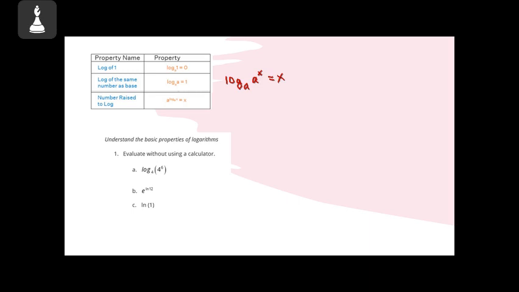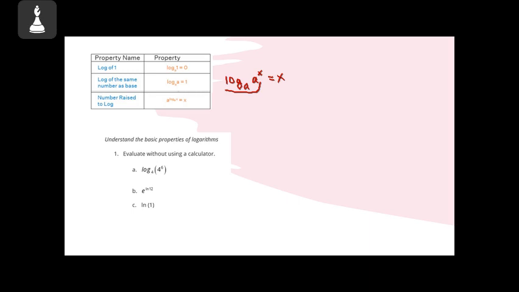A number raised to a log. So a is raised to the same base log. So a to the log base a of x is just x. So what's happening here: if you ever have a log base a and then the next value you have is a, or vice versa, a then log base a, those values are the same next to each other. They cancel each other out. They undo each other.